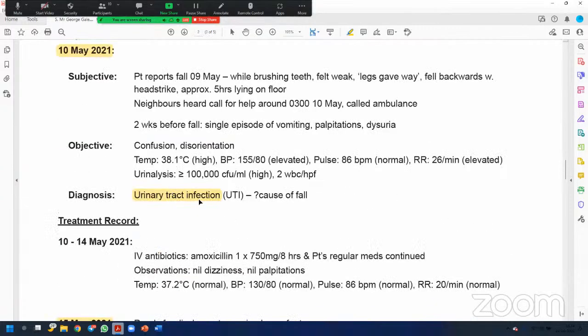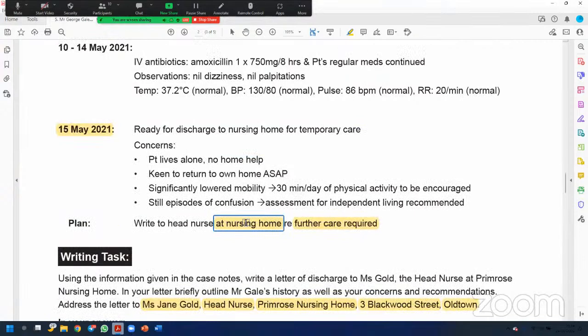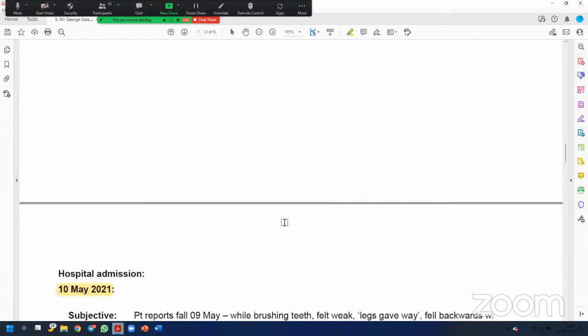So urinary tract infection. Next. At your facility. Then in order, ready for discharge to nursing home for temporary care. Try to understand, for temporary care. Not permanent, until he recovers. Temporary care. Discharge to nursing home. Discharge to Primrose nursing home. So discharge to your facility. Being discharged, get to your facility. At your facility.